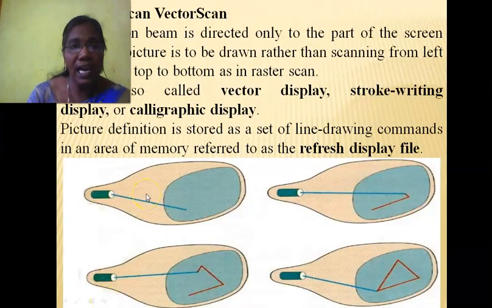Next is the random scan. In random scan, the beam does not scan from left to right and top to bottom as in the raster scan, one row at a time. Instead, it directly draws the picture. It is called a vector display or calligraphic display.